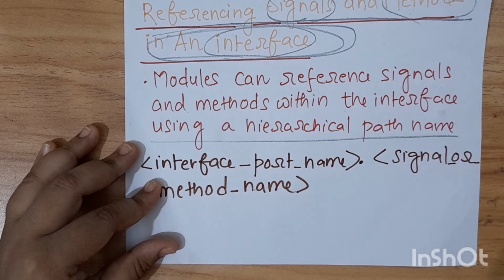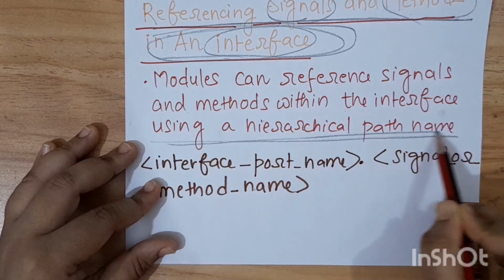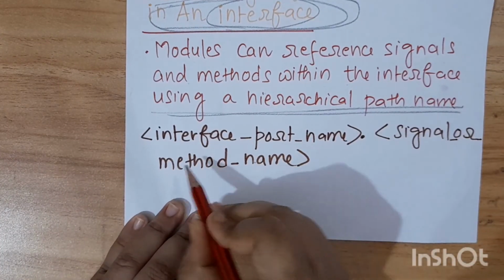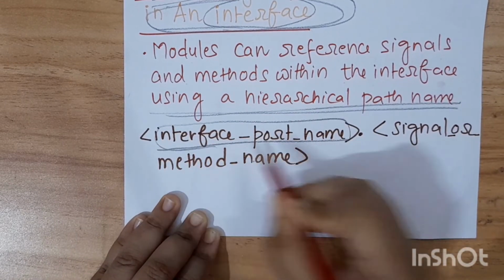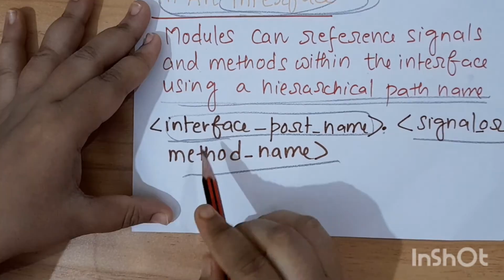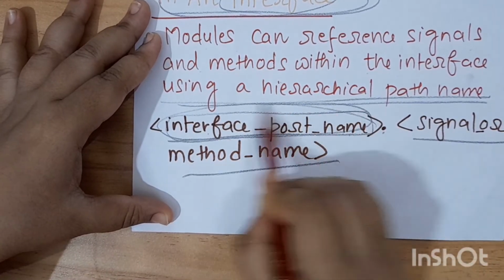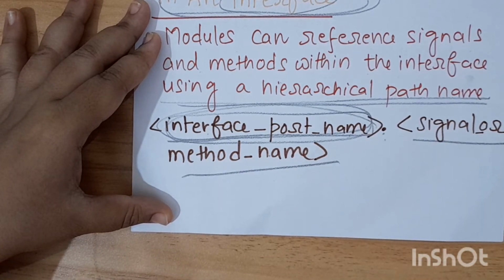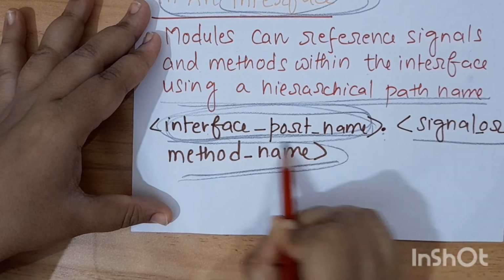In the top file, module top, for the master instance and the slave instance, we directly included the bus.master ports and bus.slave ports. Those we have included, but we have not done the hierarchical path name reference. So we can do it like this: interface port name dot signal or method name. Interface port name means the instance of the interface, dot the signals and methods. We will reference hierarchically.